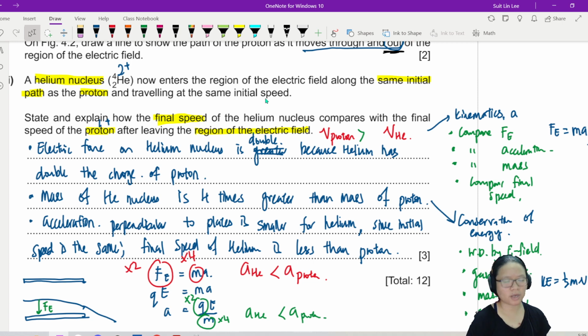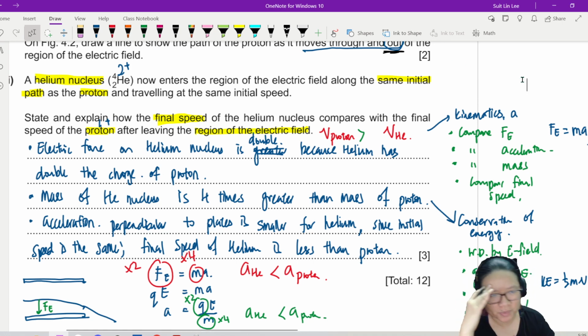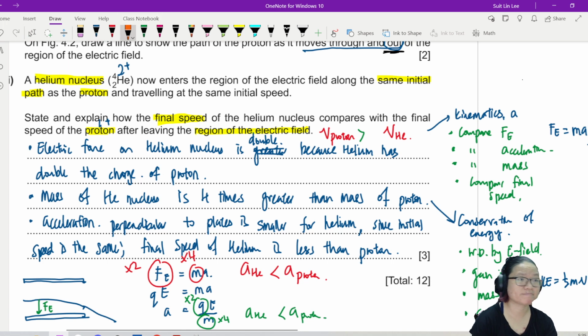So this one needs you to plan out your explanation. You won't be able to just do it straight away, unless you're really smart. So you need to have a bit of strategy. I want to compare final speed, so I do a graph here. I probably need to compare acceleration.